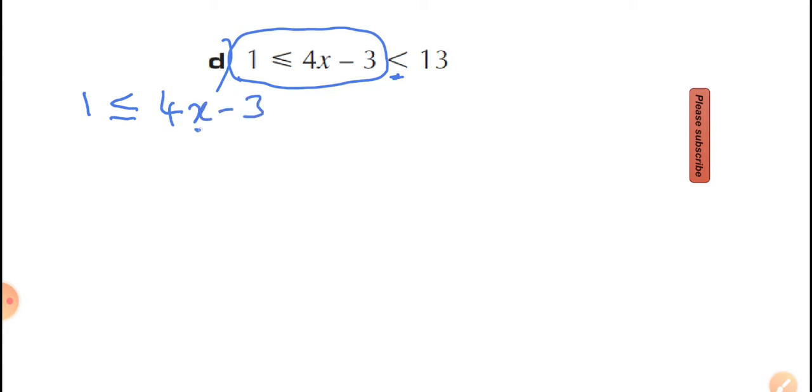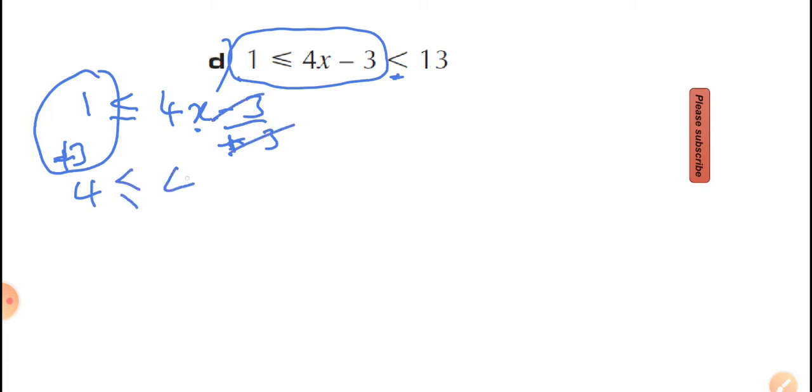Now to get that x on its own, I have to get rid of this minus 3 first. So the first thing I'll do is I'll add 3 to both sides. So now on the left hand side, 1 add 3 is 4. Copy the sign down. On the right hand side, the minus 3 and the plus 3 cancel out, leaving me just 4x. Now to get the x on its own, I have to get rid of this times 4. To do that, I have to divide by 4 on both sides.